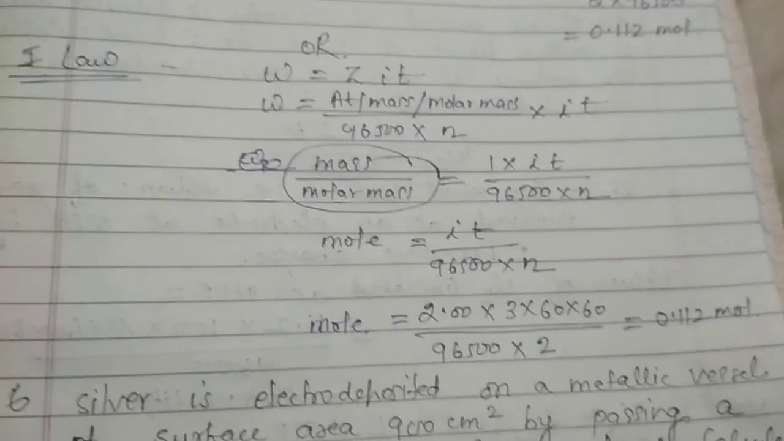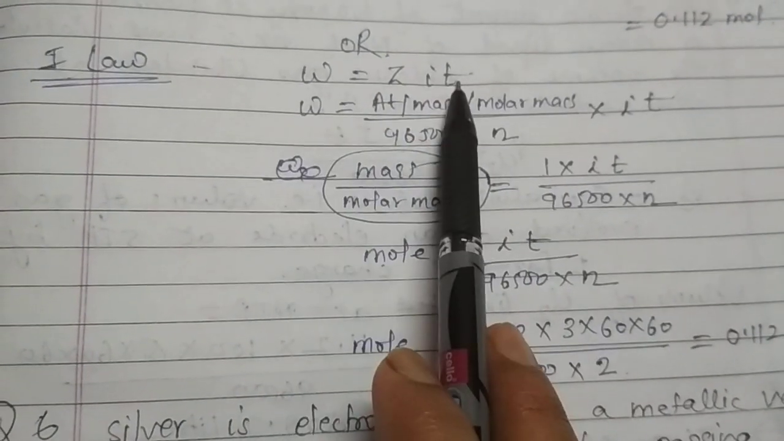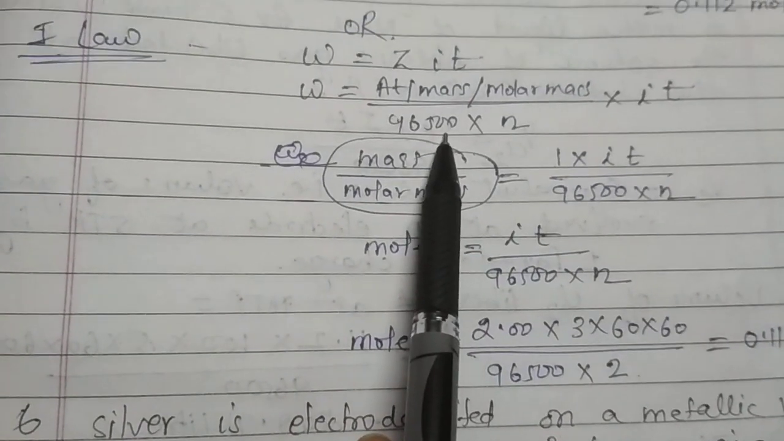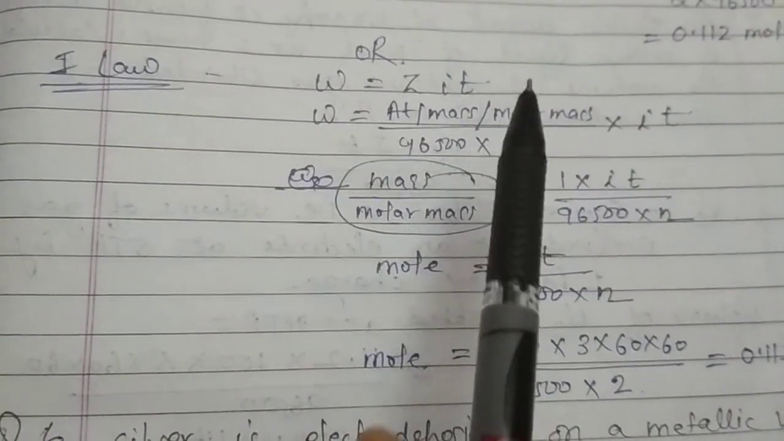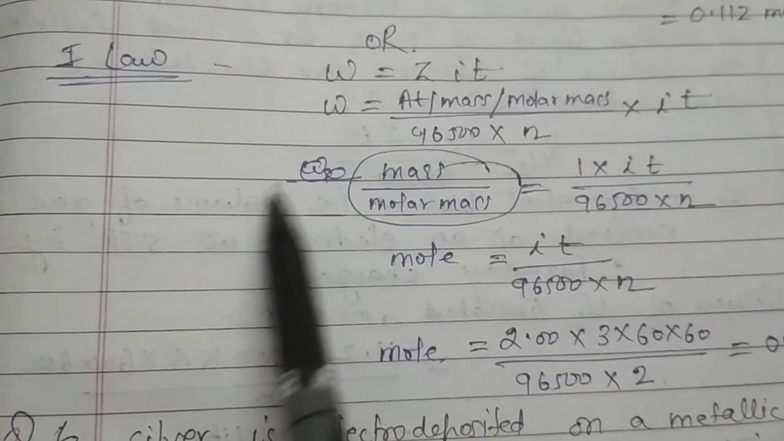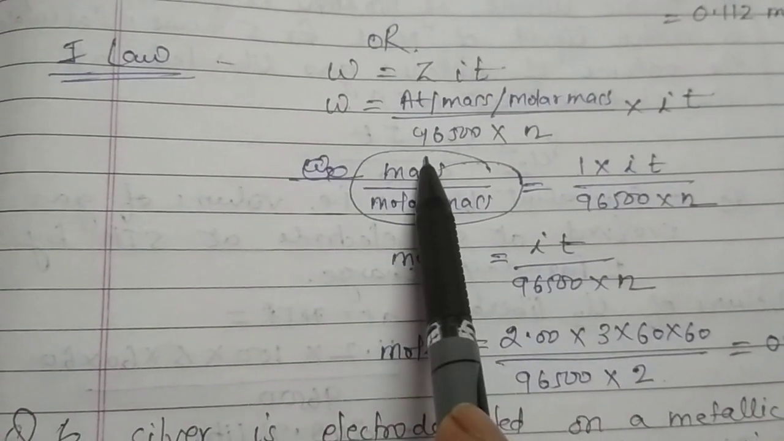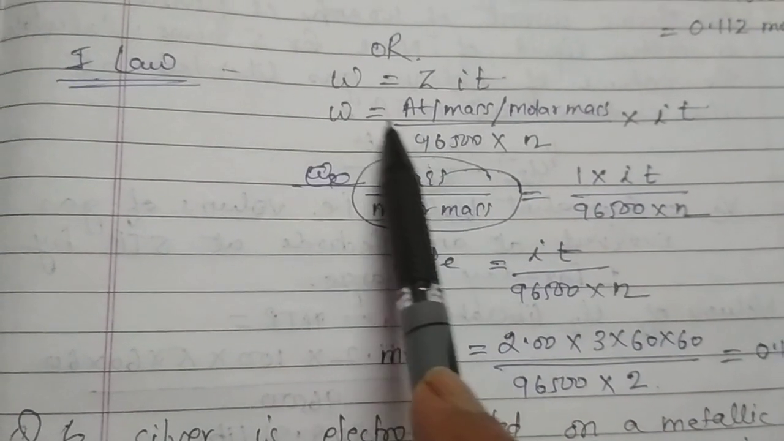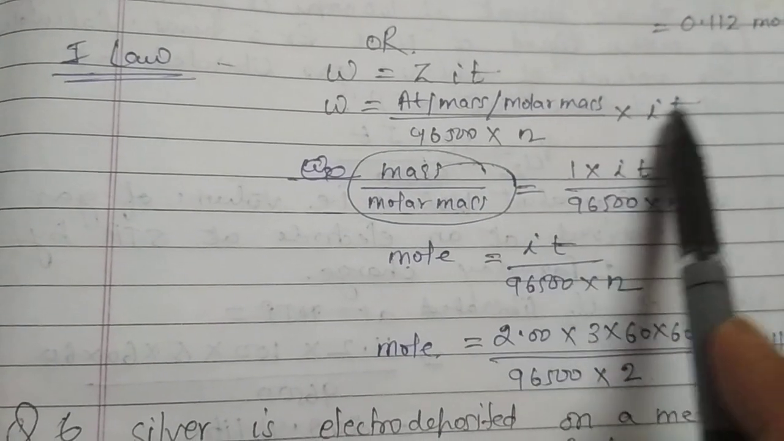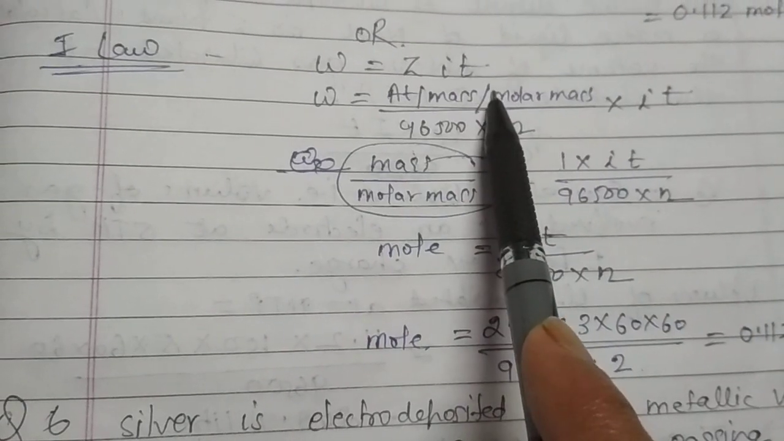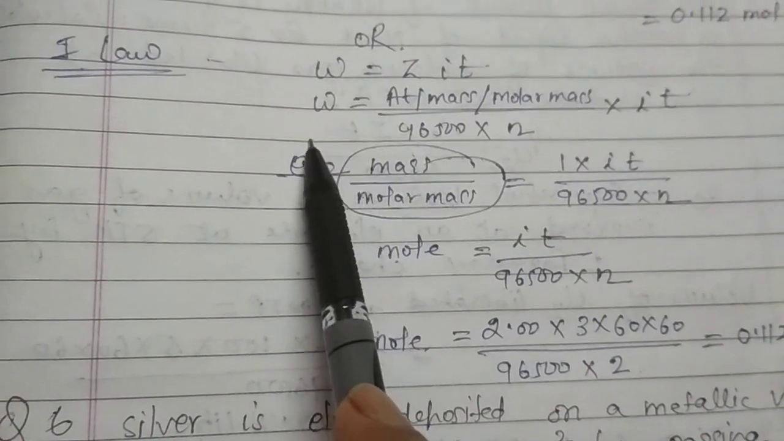Or you can derive a new formula from the formula that I have already told you, that W is equal to ZIT and Z is equal to atomic mass or the molar mass upon 96500 into N, into IT. Now if we shift this atomic mass or molar mass here, that is mass upon molar mass, I have shifted here, it is equal to 1 into I into T upon 96500 into N. Only I have shifted this part here.